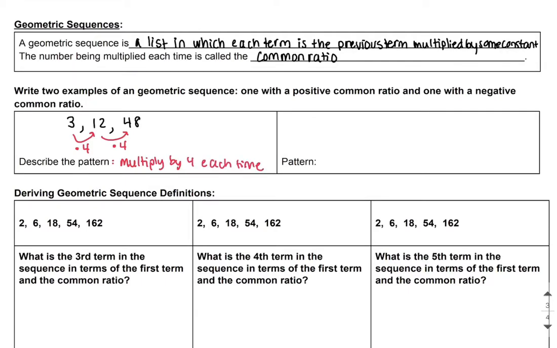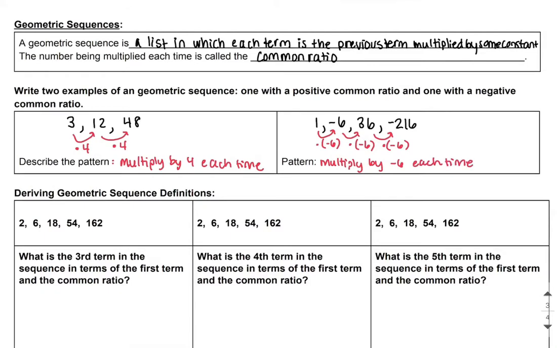For an example with a negative common ratio, I start with 1, and my common ratio is negative 6. So I multiply 1 by negative 6 to get my next term, which is negative 6, and then I multiply that term by negative 6 to get positive 36, and then multiply by negative 6 again to get negative 216. Those are my first 4 terms in the sequence. Each time I multiplied by negative 6. So the pattern is multiply by negative 6 each time.